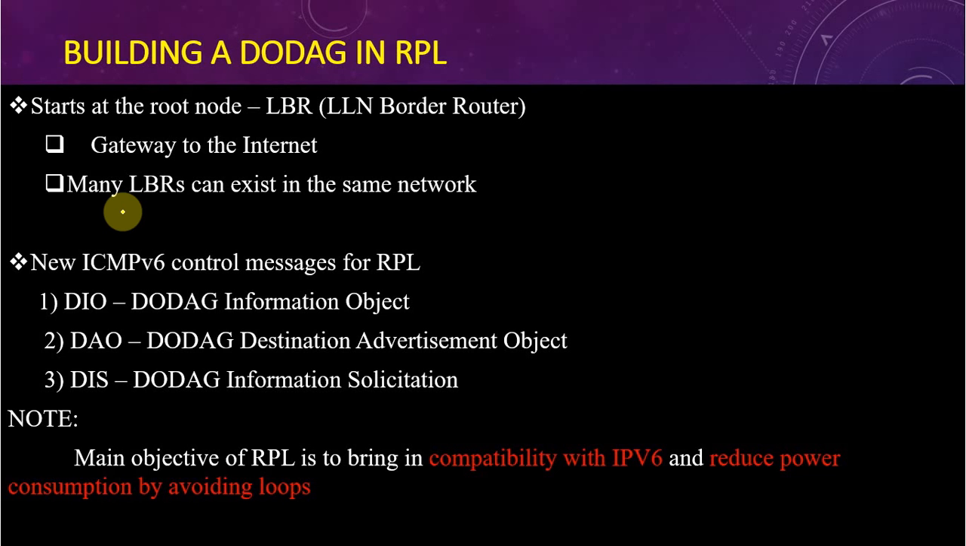Then new ICMPv6 control messages for RPL will be created. In that we have the messages DIO, DAO and DIS, whose functionality I have discussed earlier. A note point you should focus on: the main objective of RPL is to bring in compatibility with IP version 6 addressing and reduce power consumption by avoiding loops.